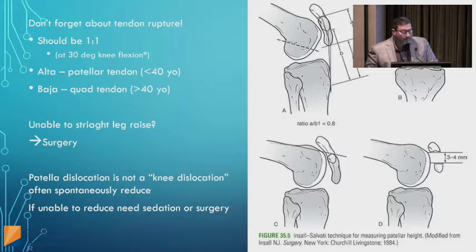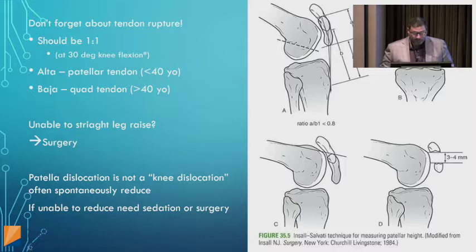When looking at the x-rays, we want to get an idea of whether the patella tendon or the quadriceps tendon is ruptured, and that's going to be determined by where the patella is seated on the lateral view. There are certain ratios that we look at between how long the patella tendon should be compared to the patella, and it's usually not a very difficult diagnosis.